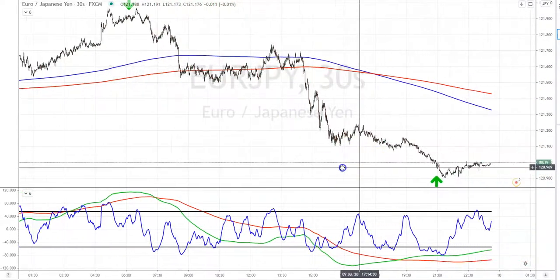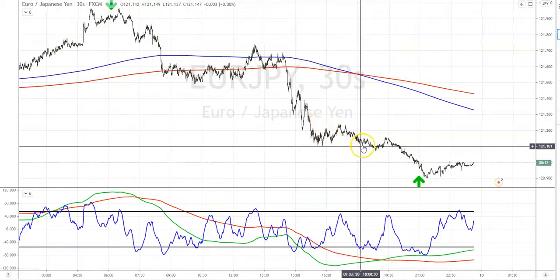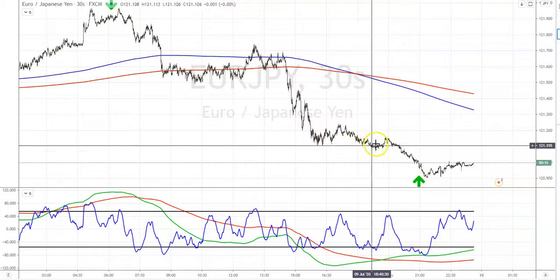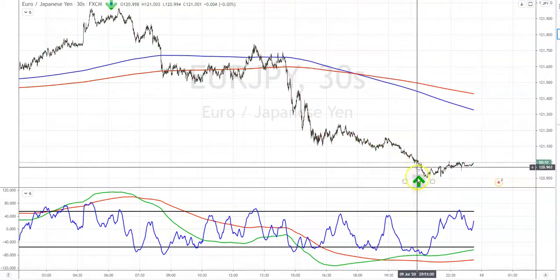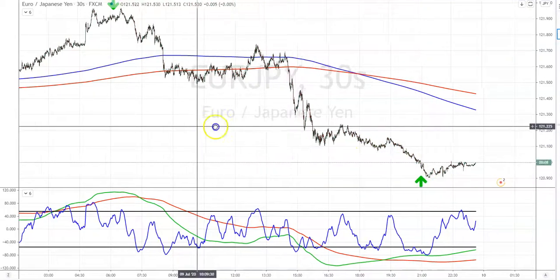It rolled over then during the day. I didn't enter a position here earlier in the day. I wanted to see if it made a move lower, and it did. So that was nice, and we got more deviation. So I entered a position there.